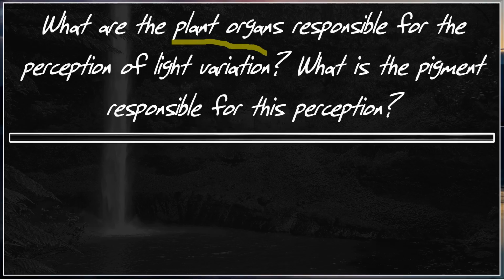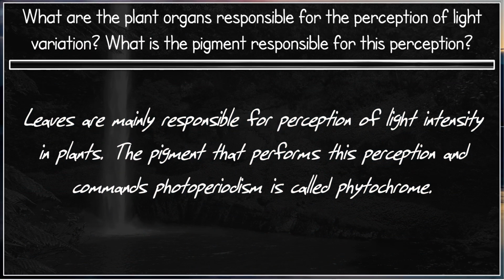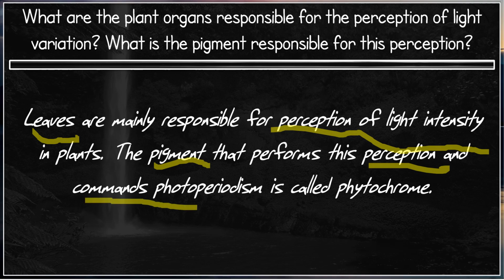What are the plant organs responsible for the perception of light variation? What is the pigment responsible for this perception? Leaves are mainly responsible for perception of light variation in plants. The pigment that performs the perception and commands photoperiodism is called phytochrome.